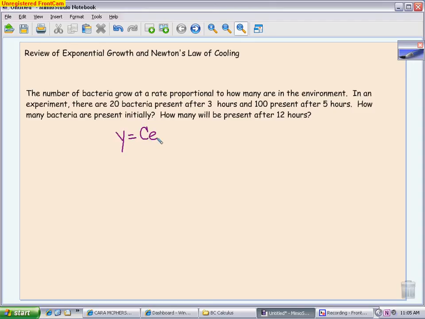y equals c e to the kt. You will never be asked to actually derive that model by separation of variables, although we now know how to do that. You can go straight there.